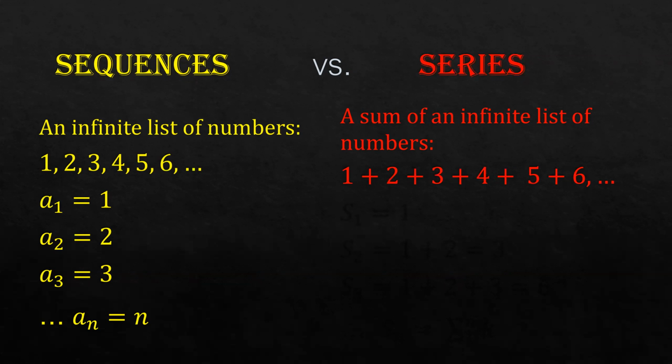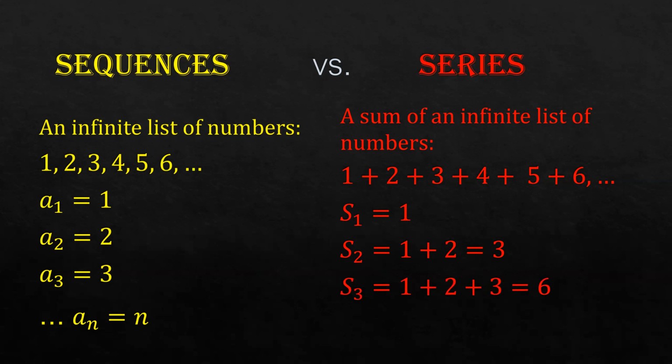And when we're talking series, we also pay attention to a sequence of the partial sums. Okay, what does that mean? That means the first sum, S1, the first partial sum is 1. The second partial sum is 1 plus 2, which is 3. The third partial sum is 6.